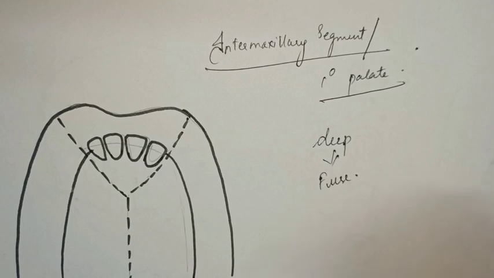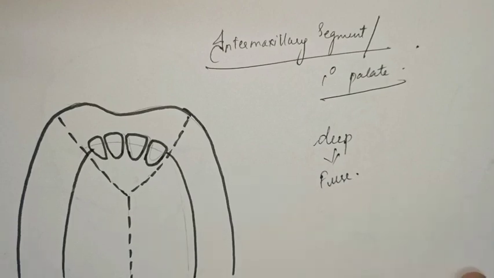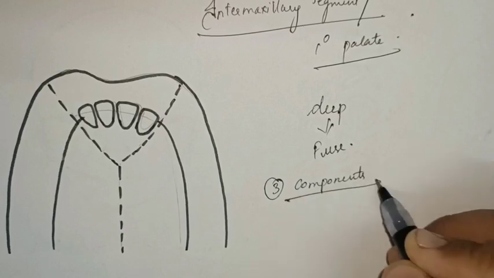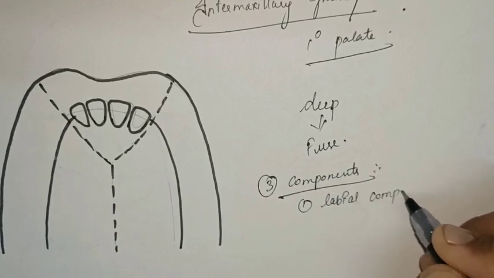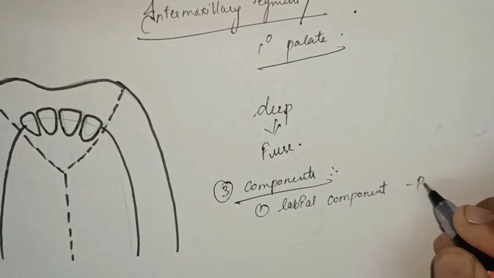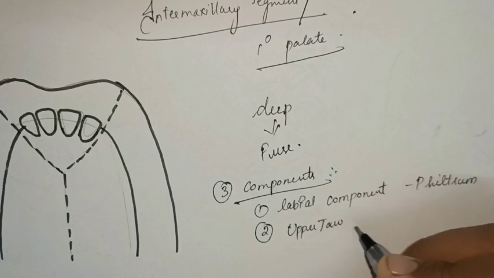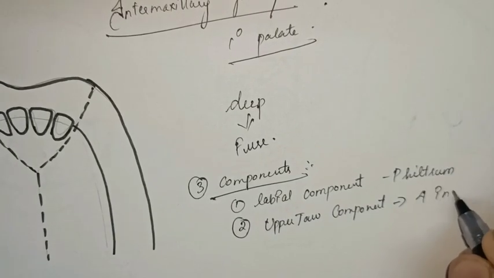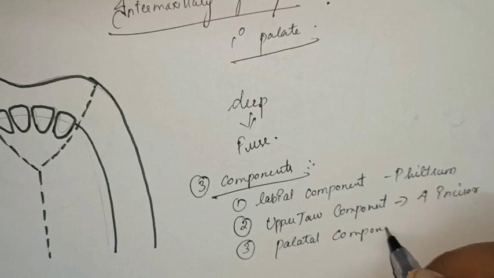These two merged prominences form the intermaxillary segment. I mean, these two merged prominences are composed of three components. One is your labial component, second is your upper jaw component, and third is your palatal component. Let's see the three components. First component is your labial component, which forms the philtrum of the upper lip. Second component is your upper jaw component, which carries the 4 incisor teeth. And third is your palatal component, which forms the triangular primary palate.